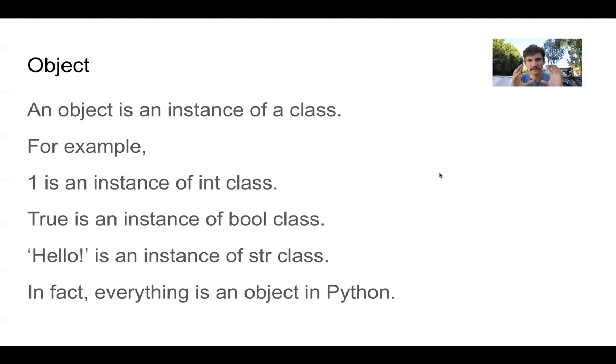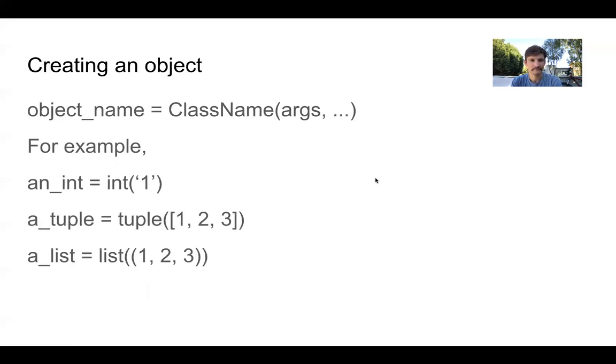So you have the int class, and then when you actually make an int, say the number 7, that number is an object. For example, 1 is an instance of the int class, or True is an instance of the bool class, etc. Again, everything is an object in Python.